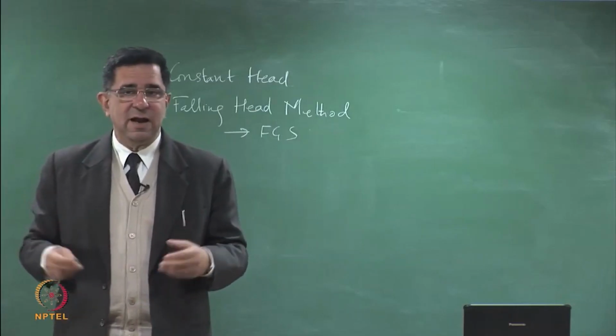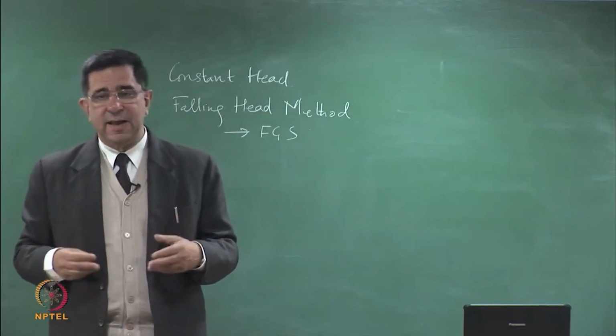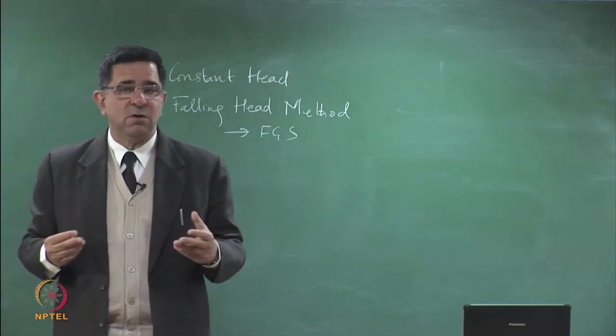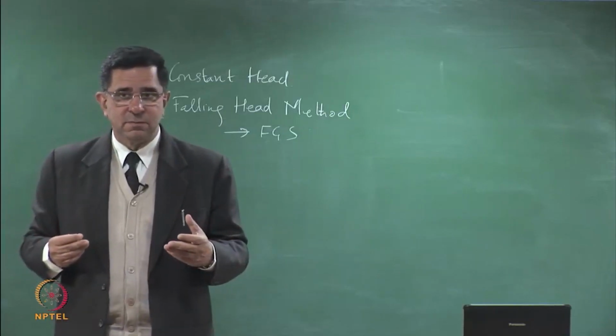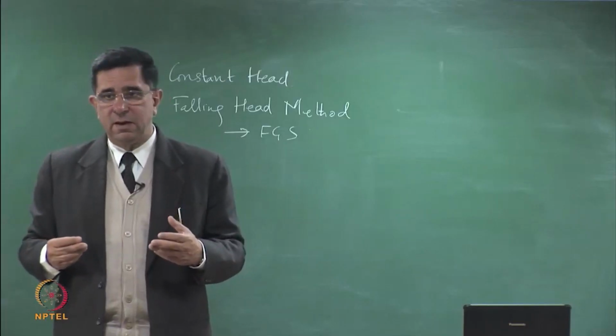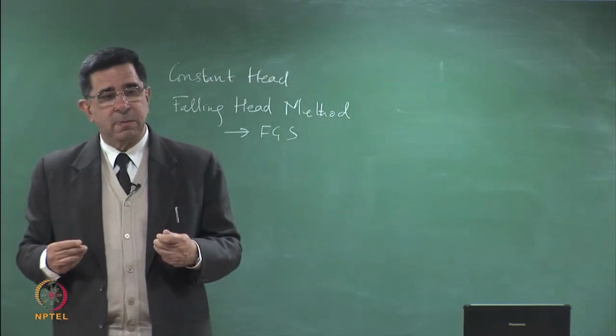I can take the soil, I can take the OMC or the water content at which I am going to make it in the field, and I can compact it in a compaction test. So I can compact it in a Proctor mold. So now I have a Proctor mold full of soil. And how do I do the falling head permeability test?